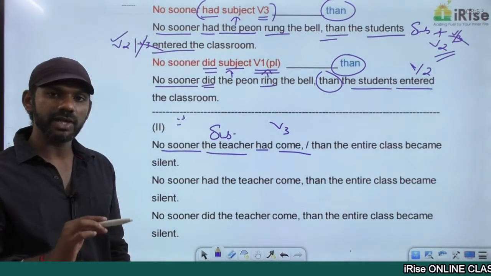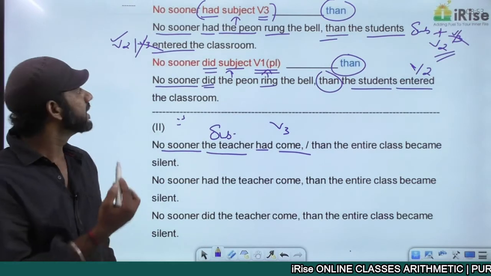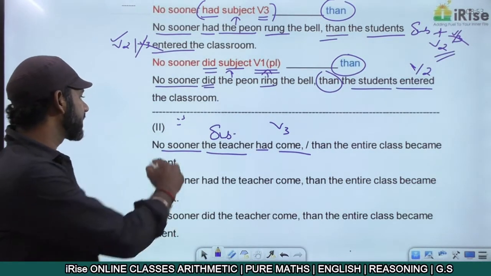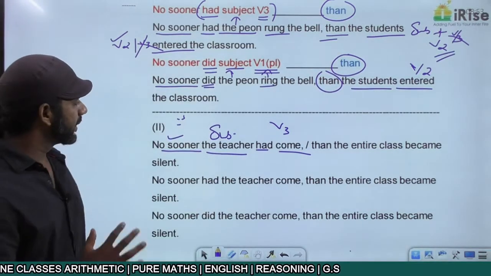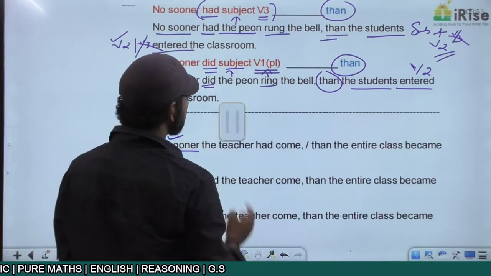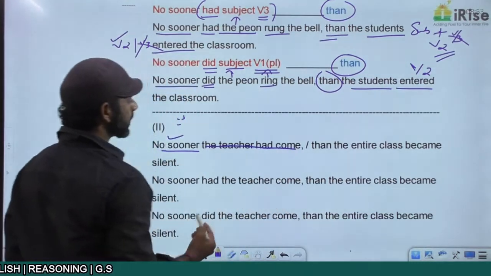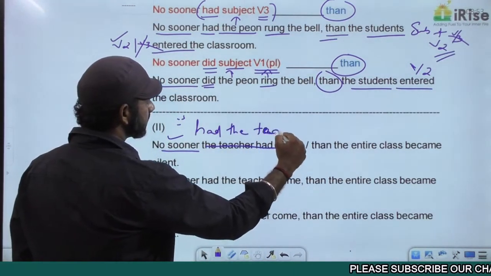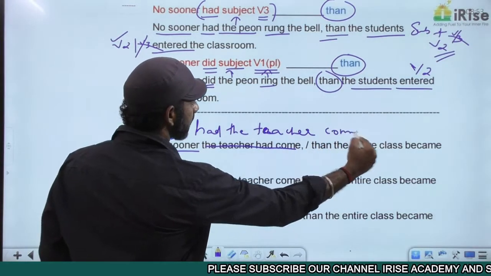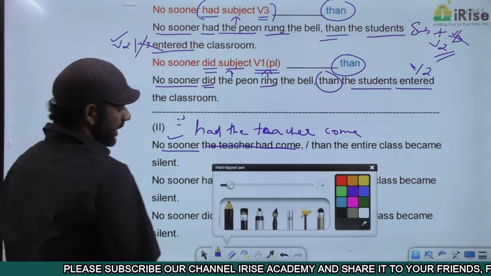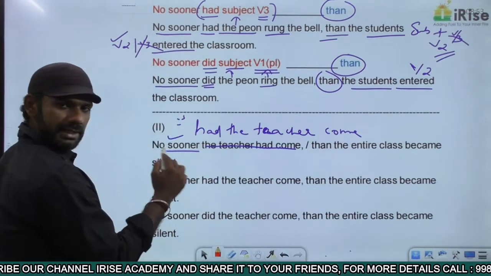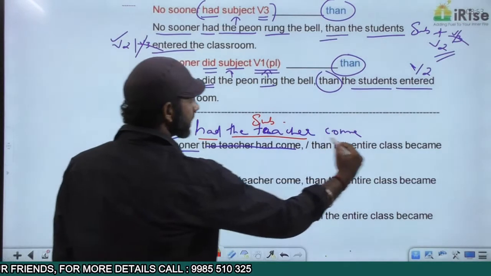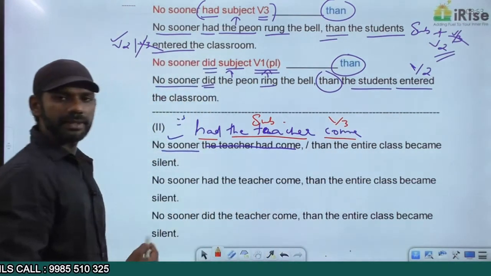And as I said, there is no structure like "no sooner subject had V3." It is "no sooner had subject V3." This statement is grammatically wrong and the error is in part 1. Now in fact, the correct statement here must be "no sooner had the teacher come." So no sooner had, subject is the teacher plus come plus V3. Now the whole statement is grammatically correct.